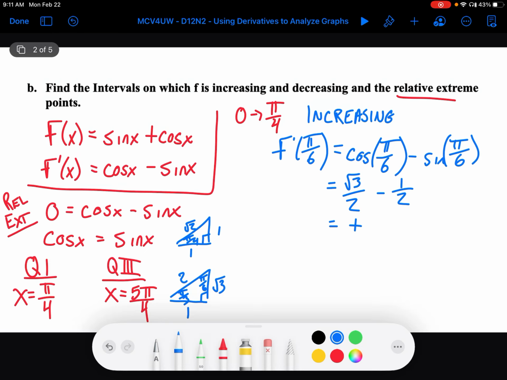Okay, then from pi by 4 to 5 pi by 4, we can sub in. We're going to have f prime at, we'll just choose pi. So cos of pi minus sine of pi. So cos of pi is -1 and sine of pi is 0. So this is going to be negative. So this is decreasing.